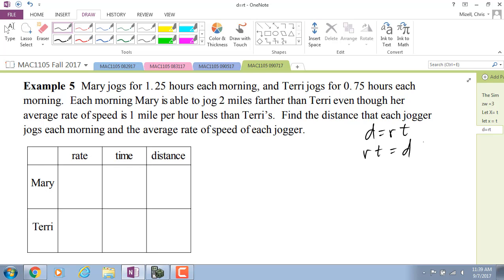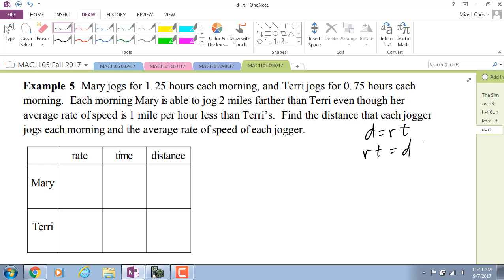So let's look for that and then see if we can use that information to fill in a table. The other two quantities, whatever's left, there'll be relationships between those quantities, but we probably won't be given the exact value of either one. So Mary jogs for 1.25 hours each morning. That's her time, 1.25 hours. And Terry jogs for 0.75 hours each morning. That's her time. So right there, we're told the exact amount of time that each jogger spends jogging, and that's the first thing we'll put in the table when we fill that out in a moment.